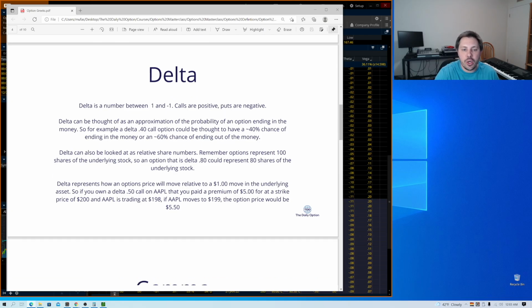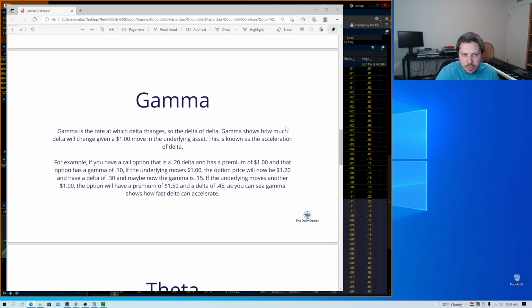Okay, so moving on, gamma. Remember, gamma is the rate at which delta changes. So the delta of delta. Gamma shows how much delta will change given a $1 move in the underlying asset. This is known as the acceleration of delta.